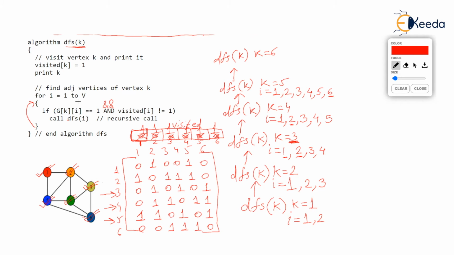Making I equal to 1 in this procedure, we will ask, is 6 and 1 adjacent? No. Is 6 and 2 adjacent? Not at all. Check the graph. 6 and 3 adjacent? Yes, but 3 is visited. So the second condition becomes false. 6 and 4? Yes, 6 and 4 are adjacent, but the fourth vertex is also visited. 6 and 5? Yes, 6 and 5 are adjacent, but even the fifth vertex is visited. 6 and 6? Not at all.